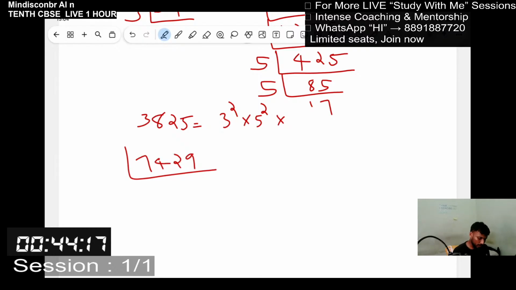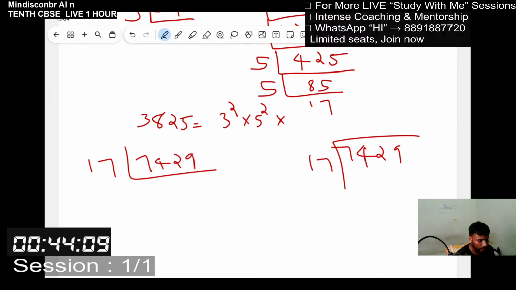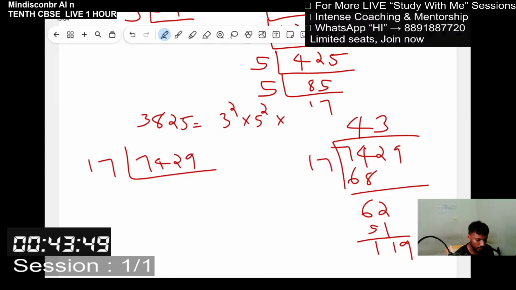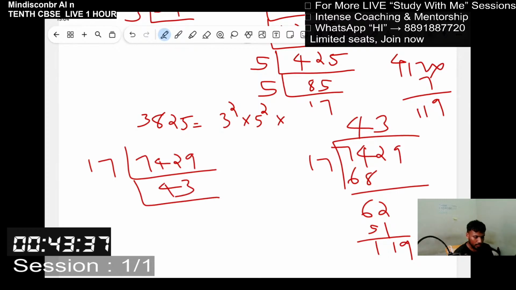This is a tough question. This is divisible by 17. 7, 4, 2, 9. If we divide it by 17, we will get 34 and 68, 4. And here it will come as 62. 62 and 17 is 3 times. That is 17, 34, 34, 51. 119. 17 into 7, 49, 4 balance, 119. So we will get 437.